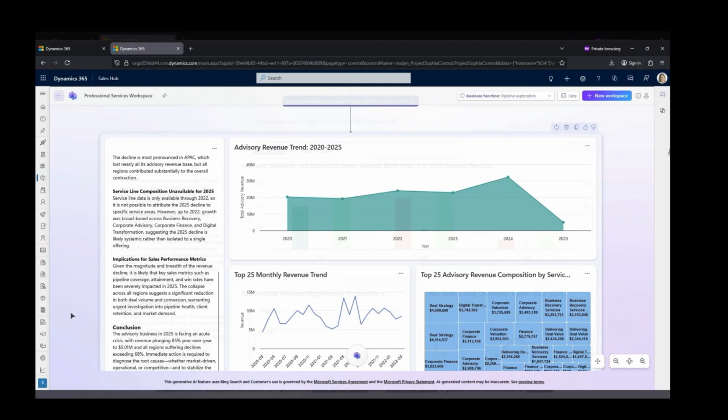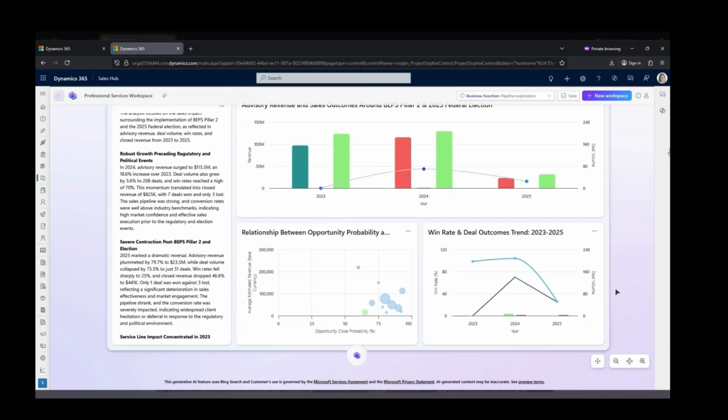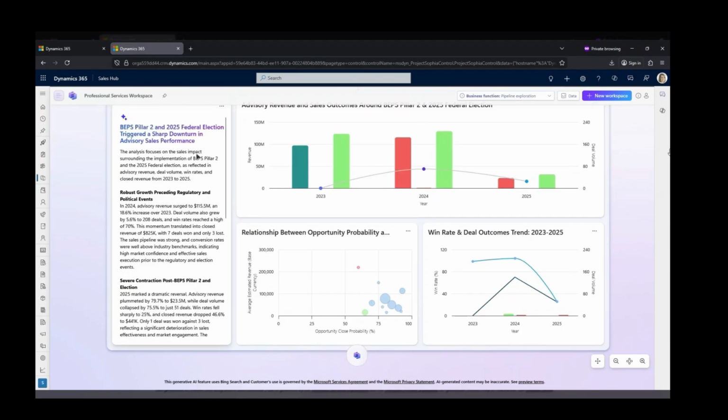An example of a change is regulatory changes like BEPS Pillar 2, which drove a spike in global tax compliance work, and the change in administration in January 2025, which affected market confidence and deal timing. Now, these aren't things you'd ever see just staring at CRM data, but the agent pulls them into the narrative automatically. You'll see the charts update in real time as these signals come into play.